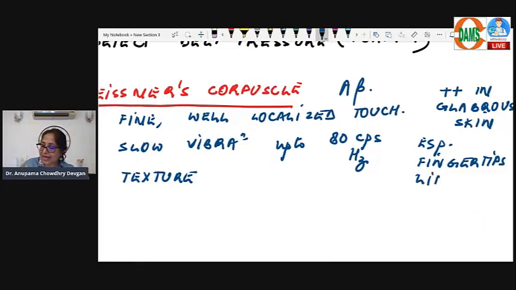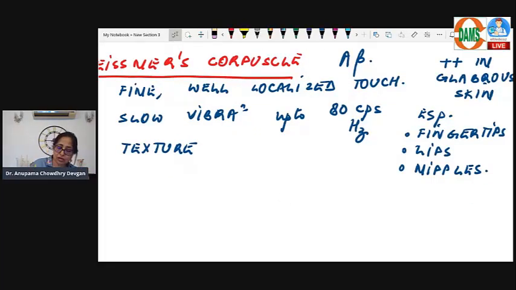They are present on lips. They are present on nipples, right? So these are present on non-hairy skin, glabrous skin, especially fingertips, lips, nipples. Remember, these are Meissner's corpuscles. They are used for texture. They are used for topognosis. What is topognosis? Topo is topography, gnosis is detection. Whenever you want to feel any kind of surface, you use your fingertips, and that is called topognosis.